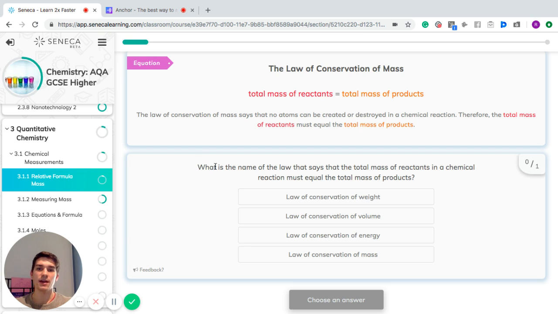Now, just to recap that, what is the name given to the law that the total mass of reactants in a chemical reaction must equal the total mass of the products? Now remember, that's the law of conservation of mass.